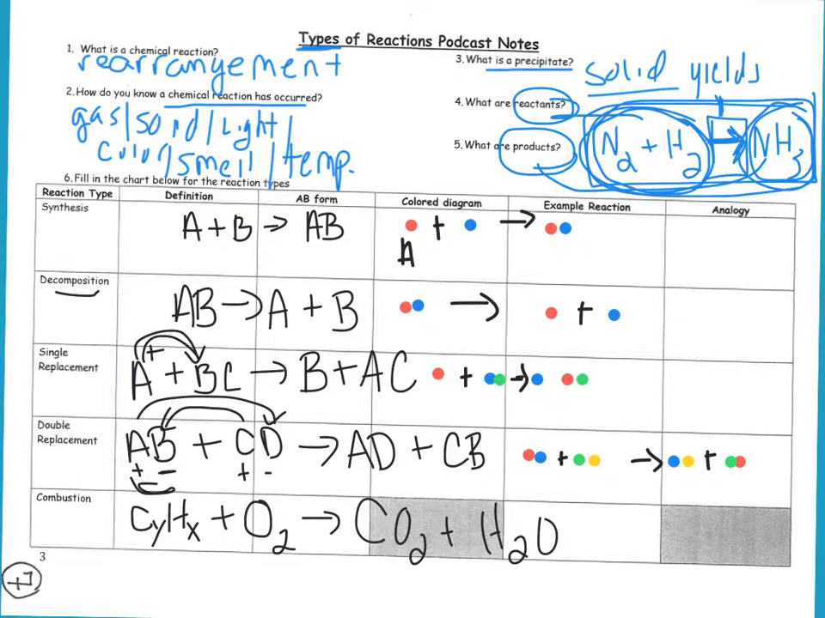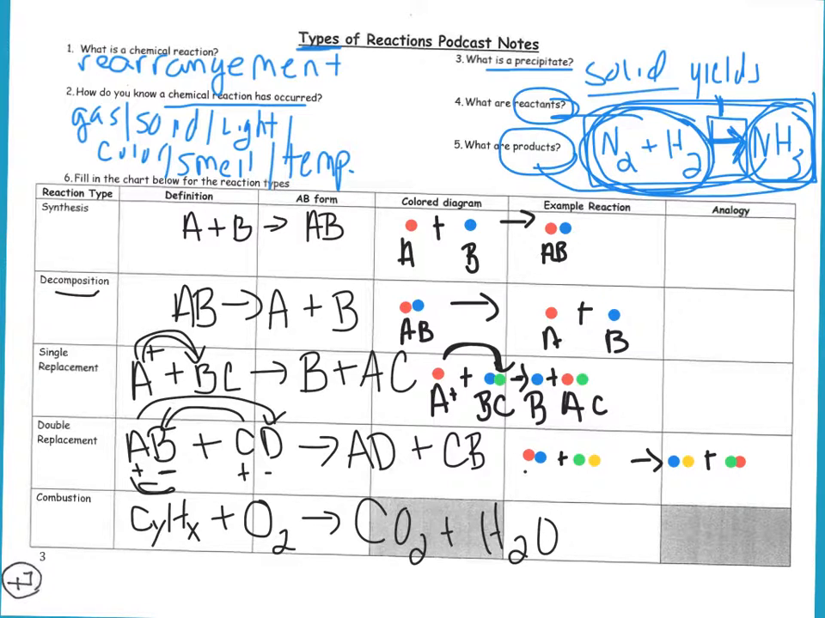Here I have A plus B, and they combine to form AB, a single compound. Here I have AB, and they come apart into A and B. Here I have a single replacement, where A, the cation, is going to bond with the other guy's anion, making A into a compound. And right here, my blue and green guy, those are B and C. So A is going to combine to form AC, and little b is going to be kicked out, all by himself.